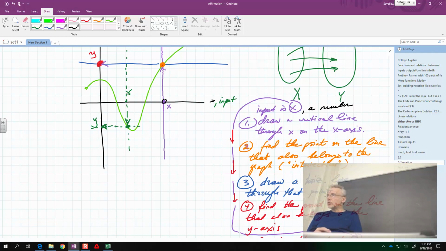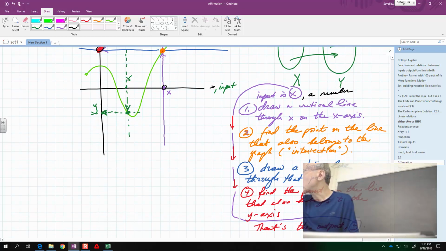Step number two, find the point of intersection of that line with the graph. That graph that's supposed to be the function. Through that point, draw a horizontal line until step number four, find its intersection with the y-axis. Take that point and find its coordinate, and that will be the output y. So using nothing but the graph, that curve, we were able to compute output y for each input x.